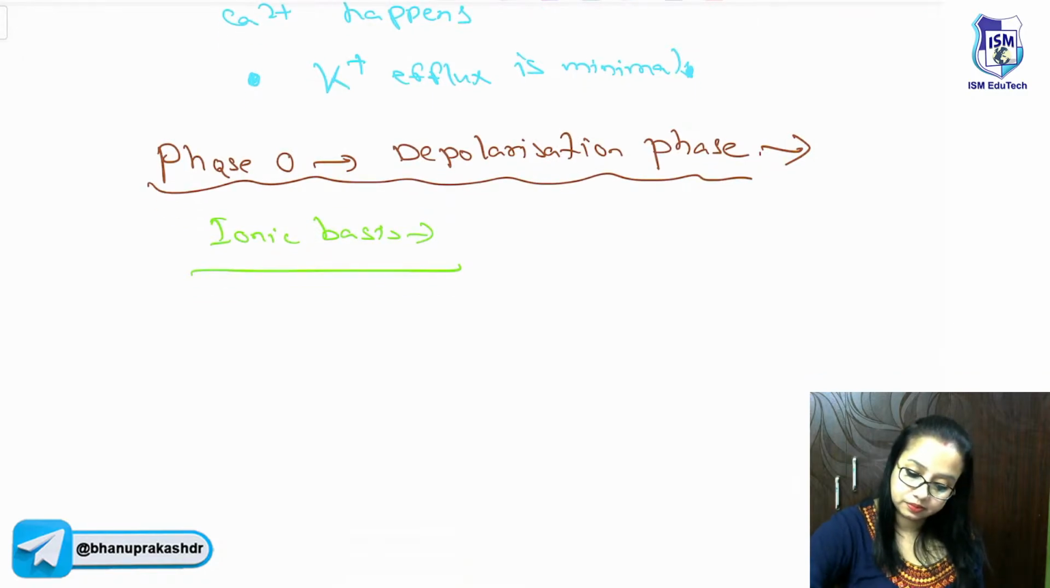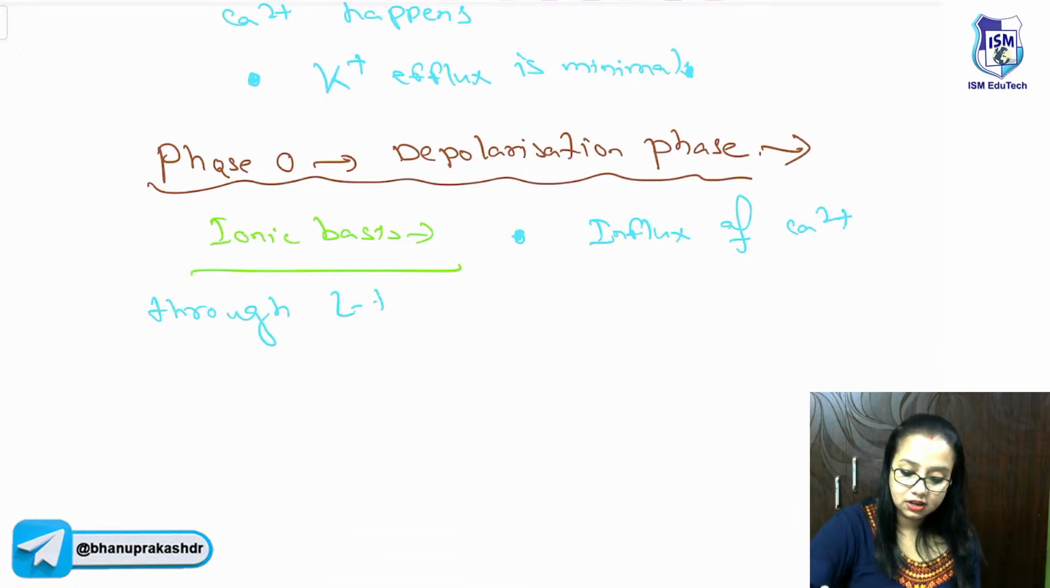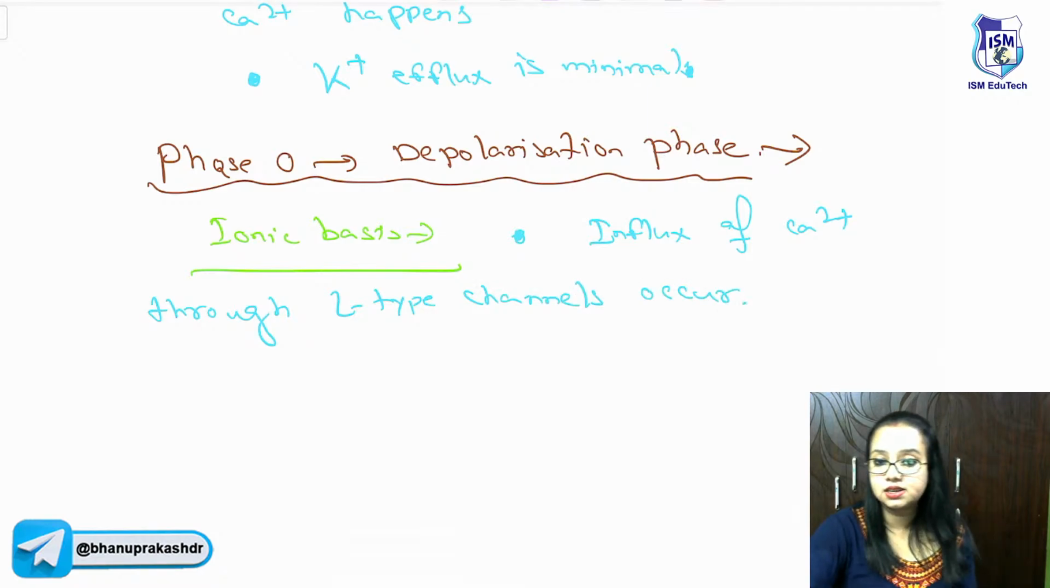Here, influx of calcium through the voltage gated or L type channels occurs. That is the dihydropyridine channel. Through that, the influx of calcium occurs. That's why the SA node depolarization cannot be blocked.